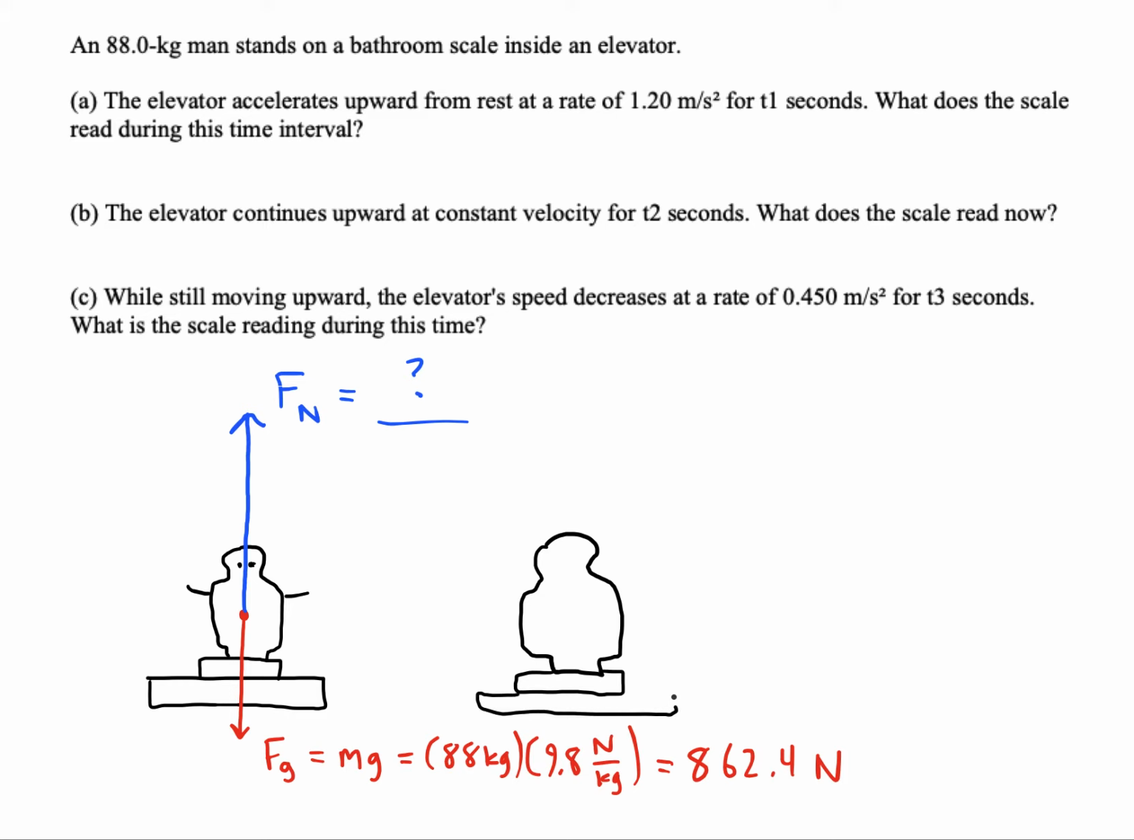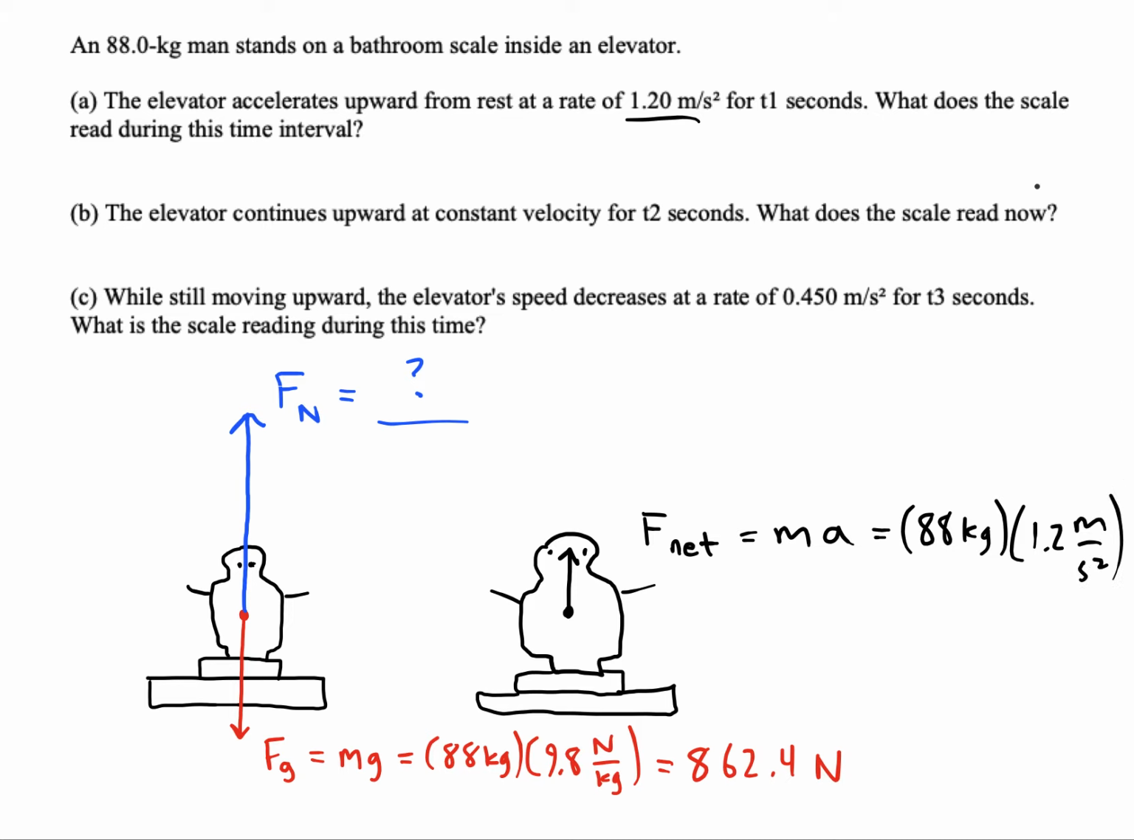So what do I mean by the net force? I mean that there's some combination of those two vectors, which is F net. Alright, so let's find F net here using the mass times the acceleration. You would have 88 kilograms times the acceleration that they gave, 1.2 meters per second squared, which is 105.6 newtons.